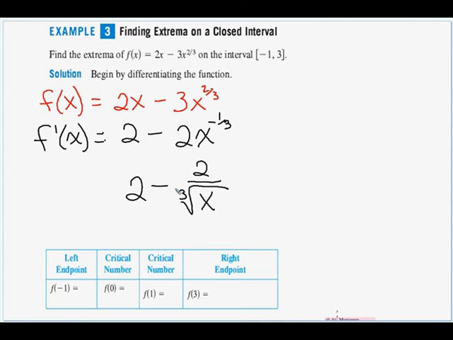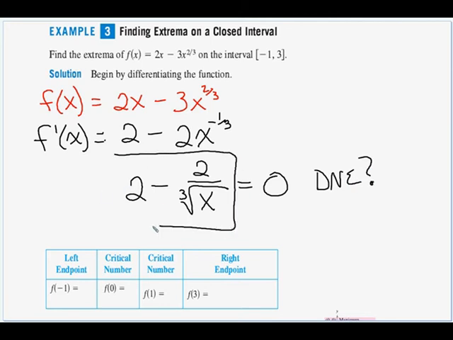Now we want to know where this derivative is either equal to 0 or when it does not exist. When would this not exist? When would we run into trouble here about this not existing? We have a denominator with a variable in it. We never want to divide by 0. So if even just this piece of the function is a divide by 0 situation, the whole thing blows up. So it is not going to exist at x equals 0. That's one of our critical numbers.